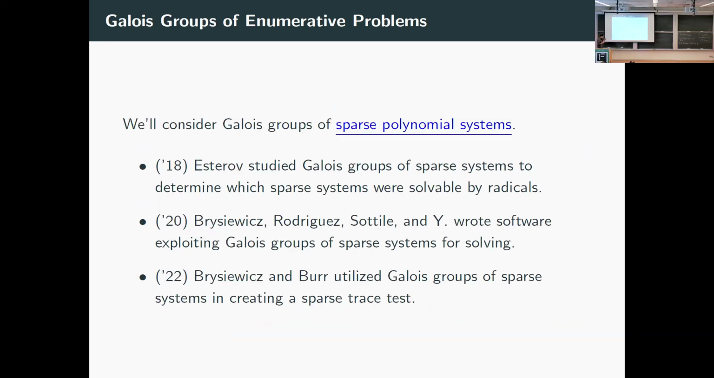So just to put this in context now, we want to look at Galois groups of sparse polynomial systems. This is the context that I was provided, but it turns out this is still relevant today. Estrov was the first to look at Galois groups of sparse polynomial systems to see which of them are solvable by radicals. And so Frank, Taylor, Jose, and I wrote some code to utilize the structure of Galois groups to help compute solutions to them, just based off of partial knowledge of what the Galois group is and its structure. And then very recently, Taylor and Michael Burr utilized Galois groups of sparse systems when they're creating a sparse trace test, like I said before.